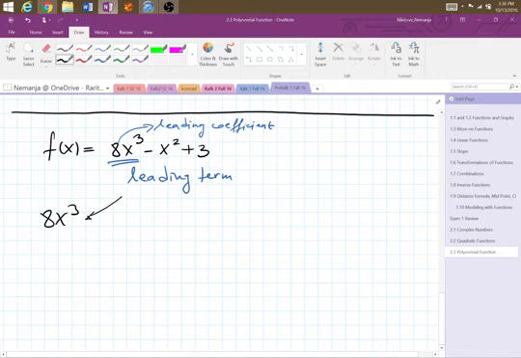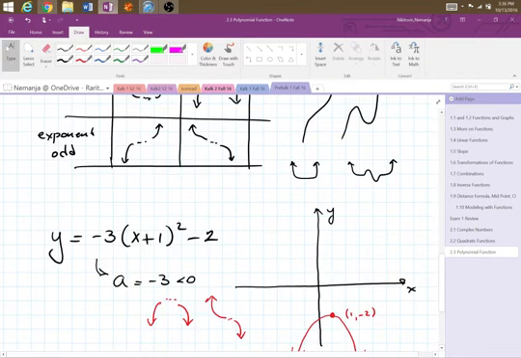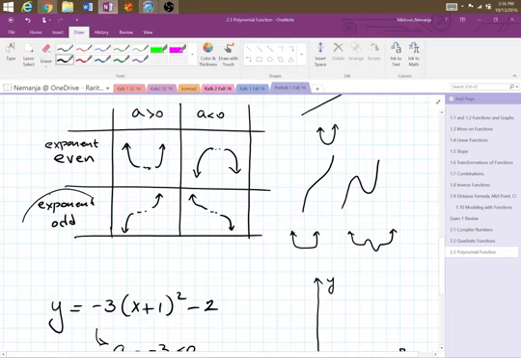What do we have? It's odd, right? Because 3 is an odd number, and then a is bigger than 0. So let's go find odd. A is bigger than 0. So it's one of these two configurations. Now you know that the one on top is for x squared, and the one on the bottom is for x cubed.